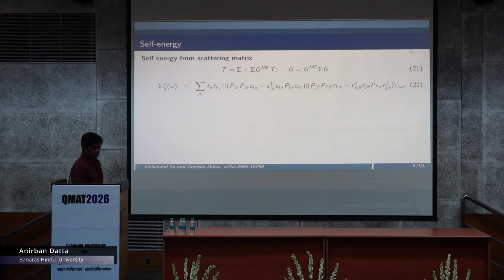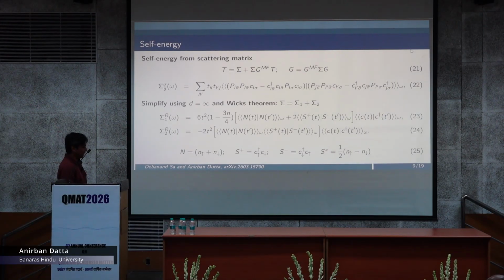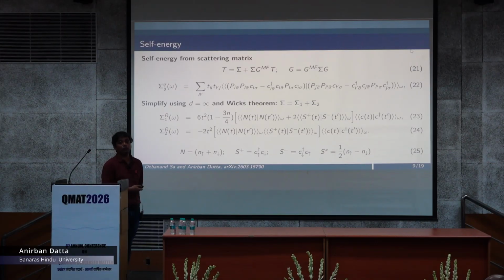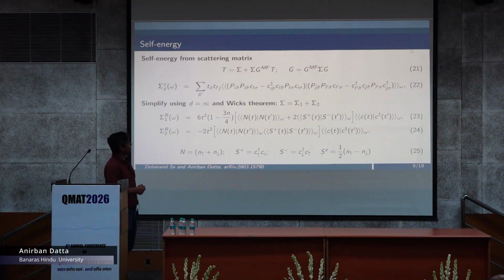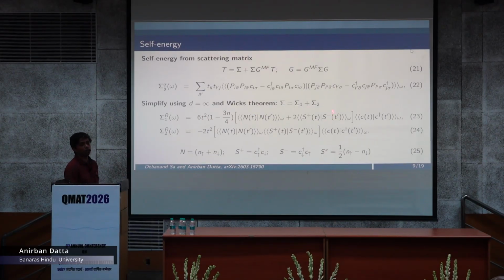Now once I know the self energy, we can see that it contains higher order correlators, so we have to simplify it. This is a new method, so we have to benchmark our result, because since it's a non-perturbative method, whatever results we are getting, we have to benchmark them. So we go to the d equal to infinity limit because it will simplify the self energy. Second, we use the Weiss decoupling to simplify this self energy further. And in infinite dimension, this self energy is a sum of two terms.